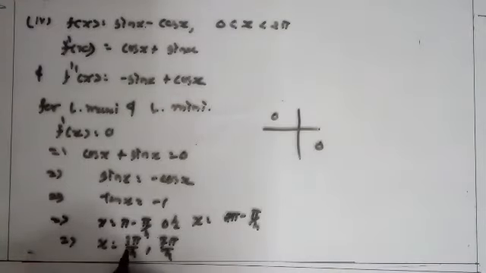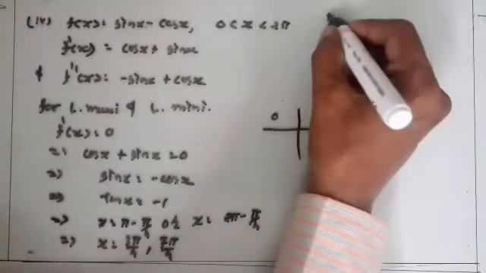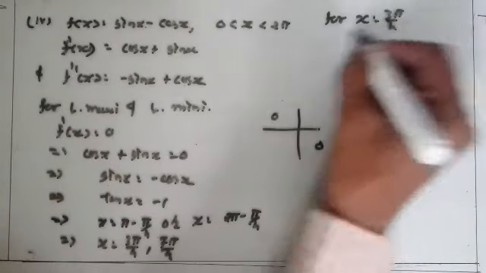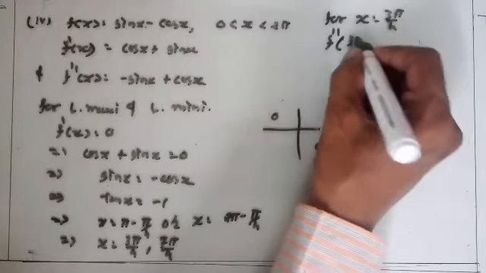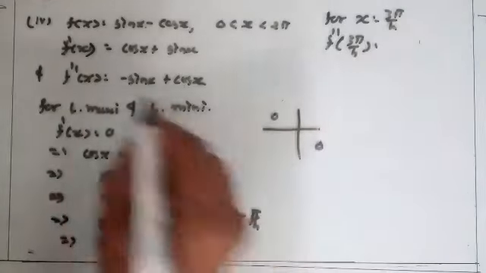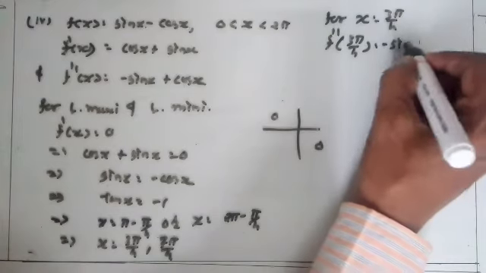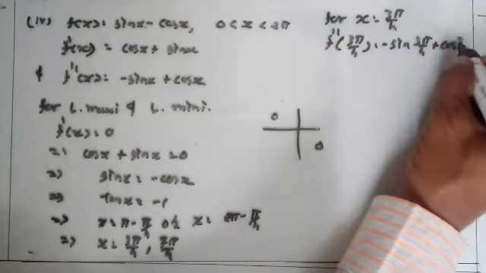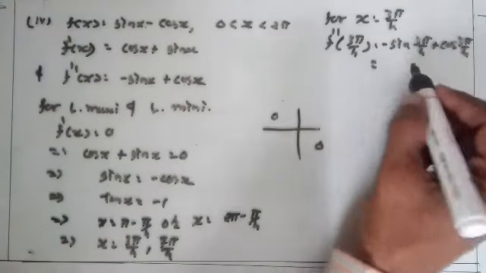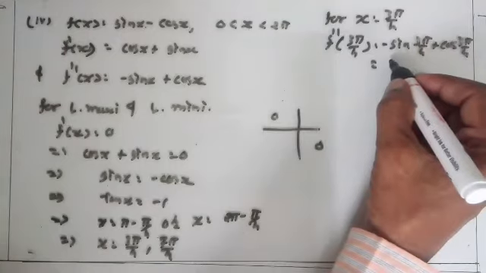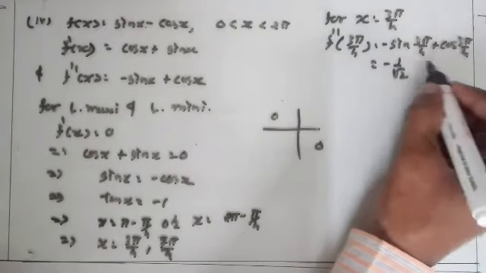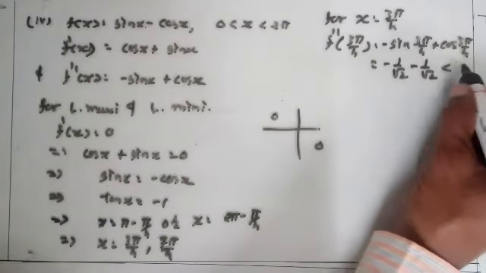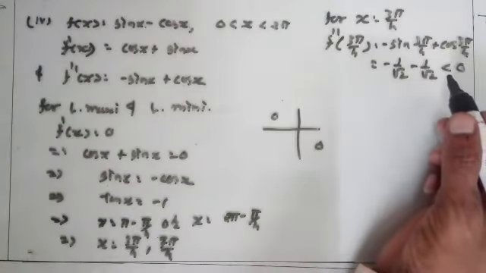Now for x is equal to 3 pi upon 4, f''(3 pi upon 4) is equal to minus sin 3 pi upon 4 plus cos 3 pi upon 4, and in this quadrant sin is positive, so minus 1 upon root 2, and cos is negative, so minus 1 upon root 2, and it becomes less than 0 because both are negative.